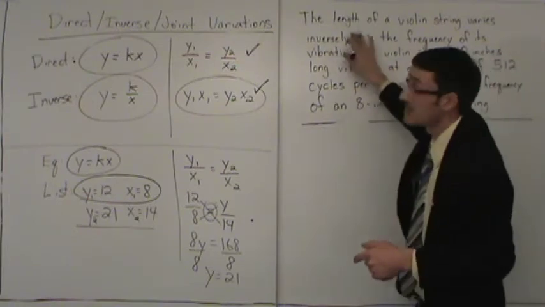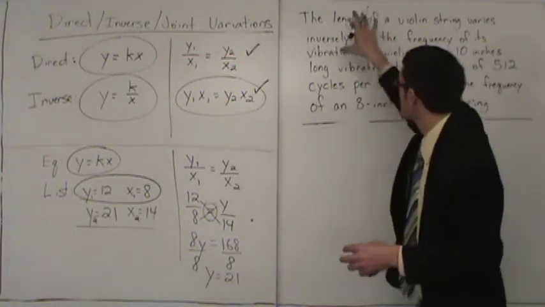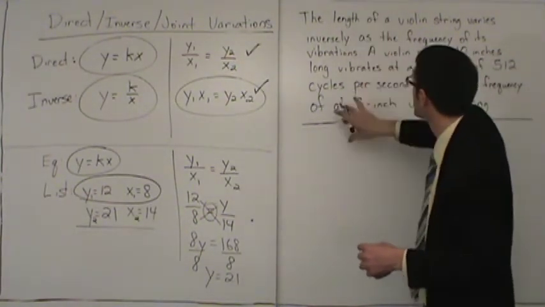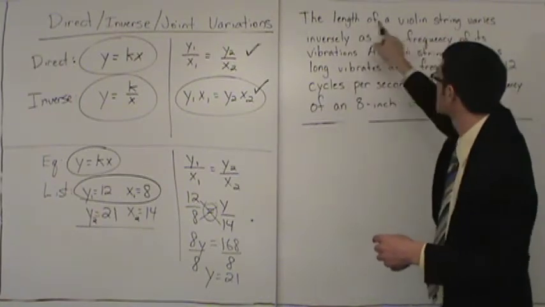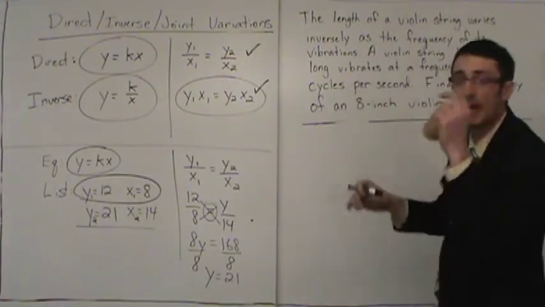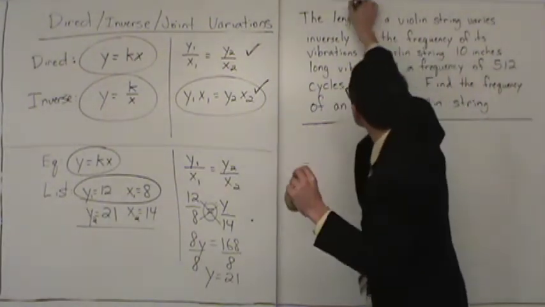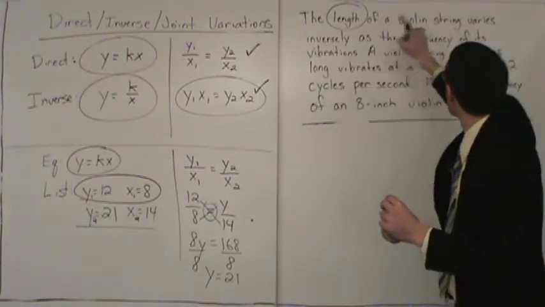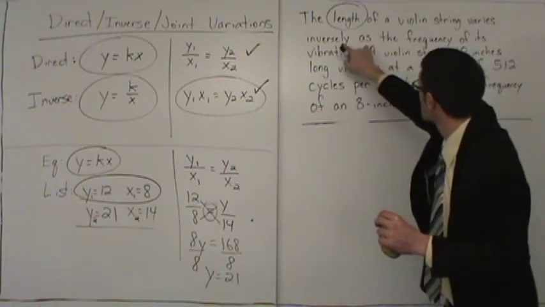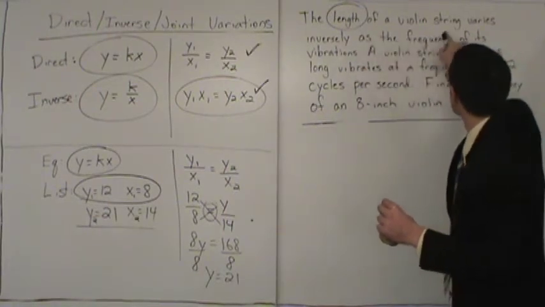The first sentence tells us the equation. We're going to do the equation and list. Okay, we need an equation, we need a list. So it says the length of a violin string varies what? Inversely as the frequency of its vibrations. Pick out the keywords. Length varies what? Length varies inversely as the frequency.